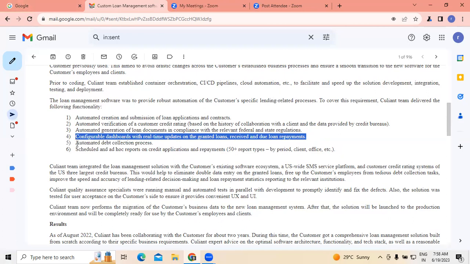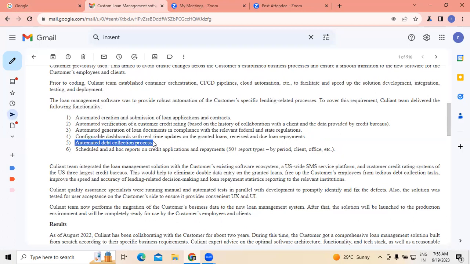Next, automated debt collection processes is also one of the points. At the same time, scheduling and ad hoc reports on credit applications and repayments when required, because there will be some ad hoc reports which might be required by the organizations, by the people who are providing solutions. So these are the functionalities that Qlint itself is delivering.